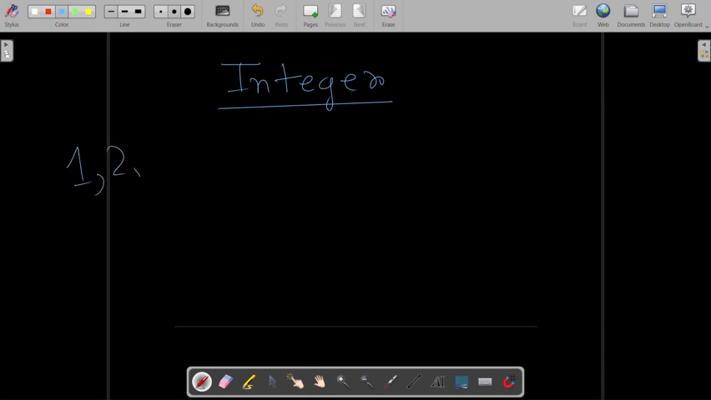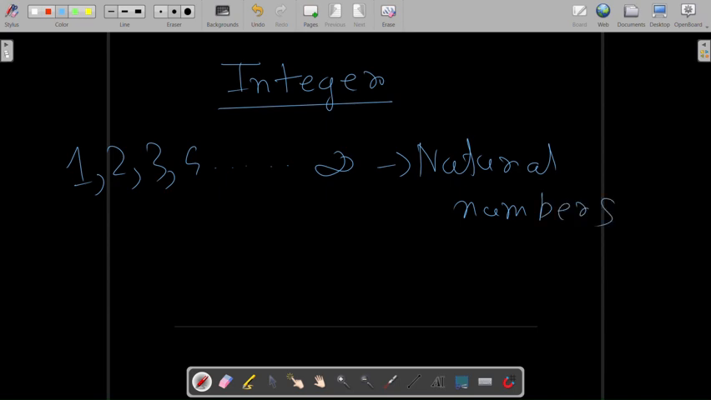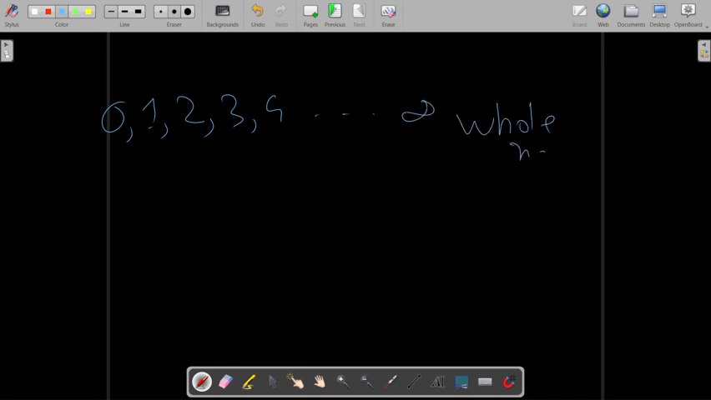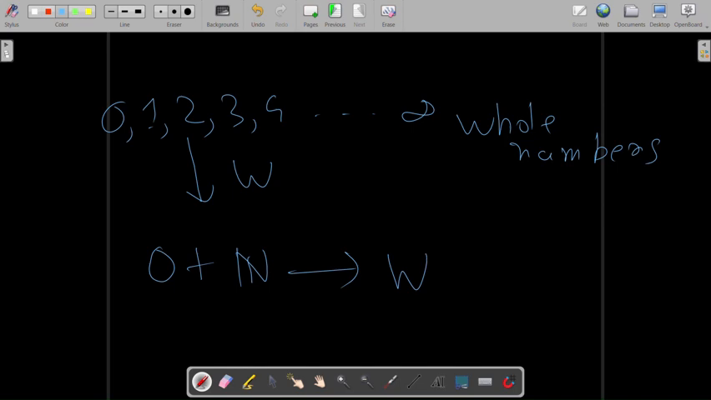The numbers from 1, 2, 3, 4 up to infinity are called natural numbers, and the set of natural numbers is denoted by the capital letter N. Again, the numbers from 0, 1, 2, 3, 4 up to infinity are called the whole numbers, and the set of whole numbers is denoted by the capital letter W. So you can clearly see, if we add 0 to the set of natural numbers, then we will get the set of whole numbers.